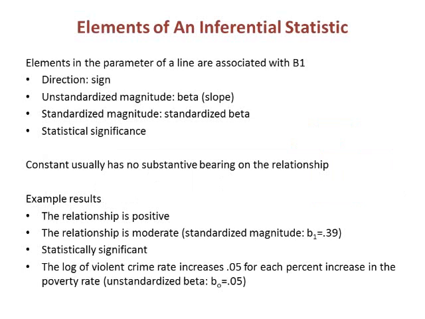This discussion looks at the determination of the equation of a line using simple ordinary least squares regression. 3 elements of an inferential statistic are present: direction, magnitude, and statistical significance. Specifically, we found a moderate positive relationship between the poverty rate and the violent crime rate. The unstandardized beta can also be interpreted as a magnitude, the rise of y over the run of x. But as we see in this case, the results are not intuitive because of the logging of the dependent variable. Thus, unstandardized magnitudes are often ignored in discussions of statistical results.